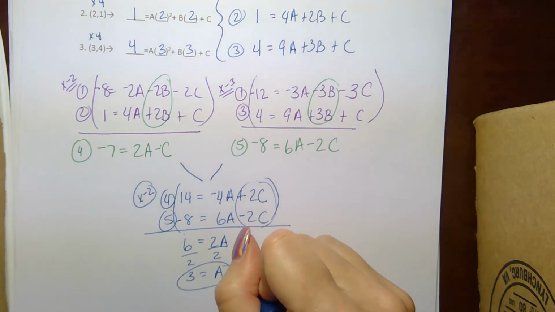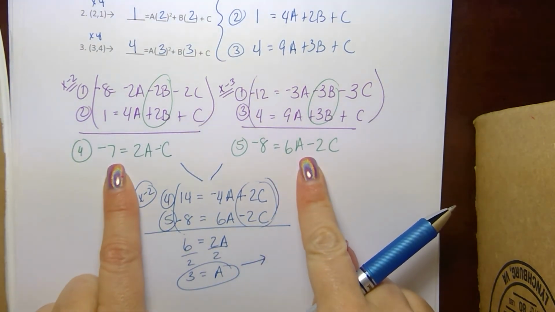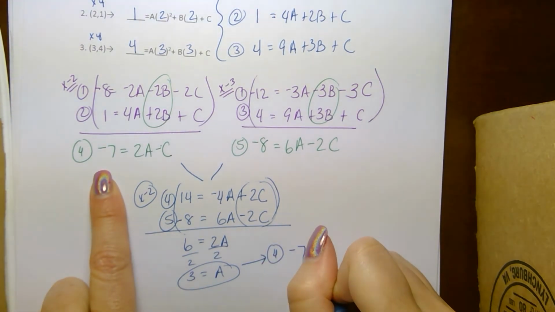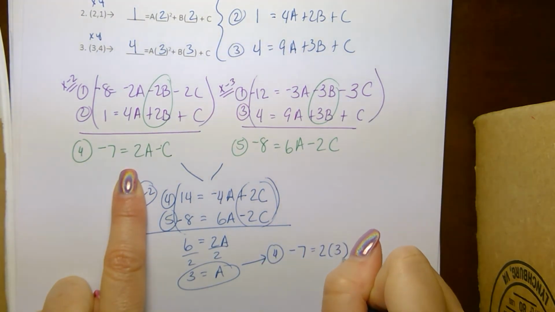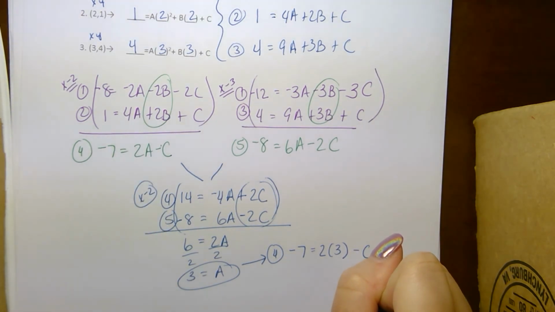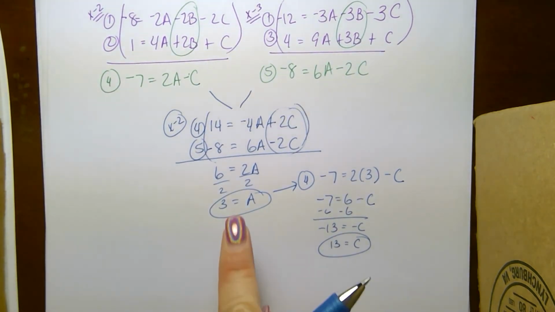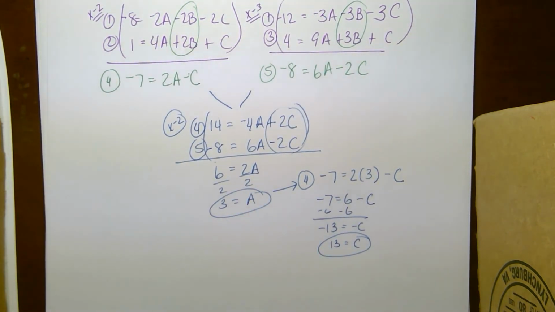I'm going to take that a is 3 and I'm going to plug it into equation 4. So equation 4 says negative 7 equals 2 times a minus c. So I've got negative 7 equals 6 minus c. So subtract 6, negative 13 equals negative c. So c is equal to a positive 13. I've got a, I've got c. I now need to substitute in and solve for b.